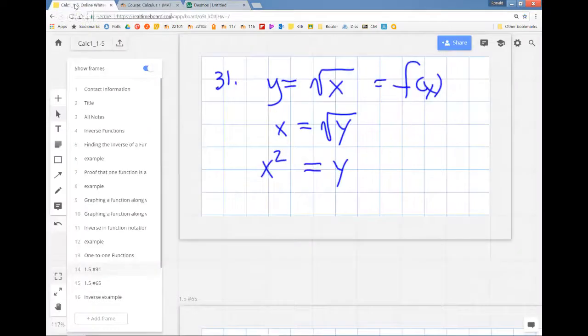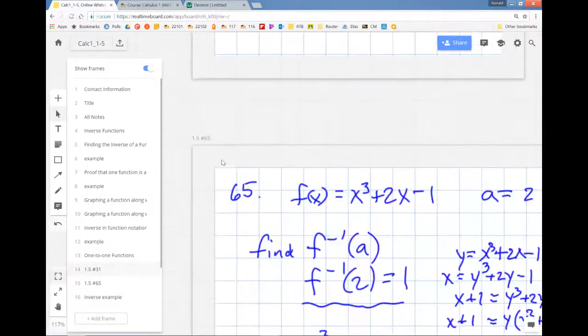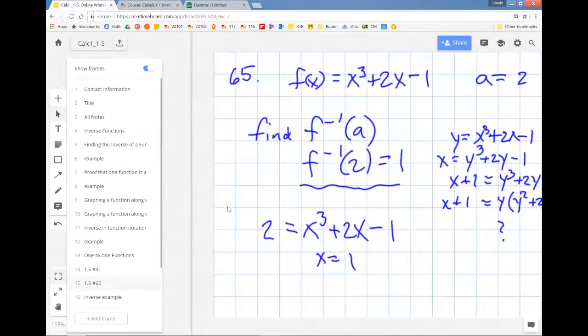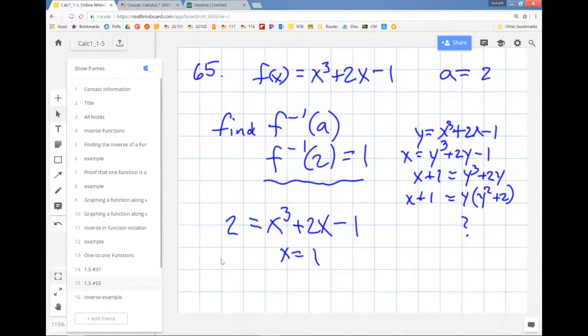All right, let's go back here. All right, now let's take a look at a problem like 65 here. So 65, this is a cubic, and the original function's up at the top here, x cubed plus 2x minus 1. They want you to find f inverse at a. So in other words, if the answer to this is a, what is x?